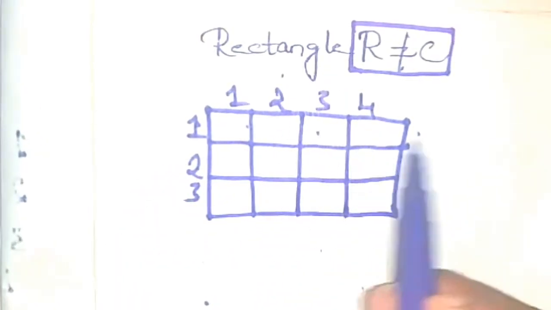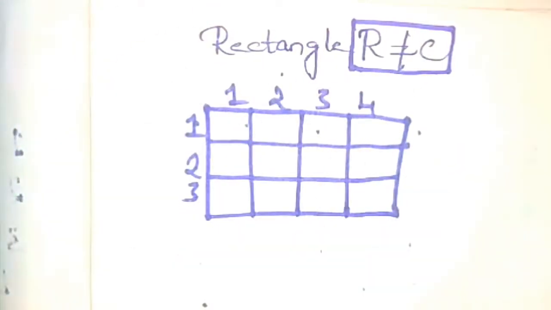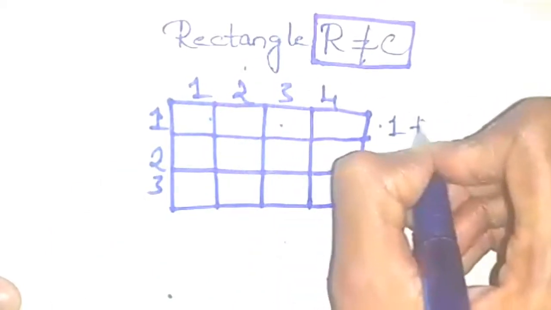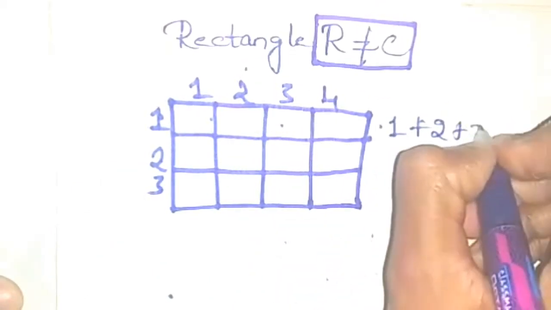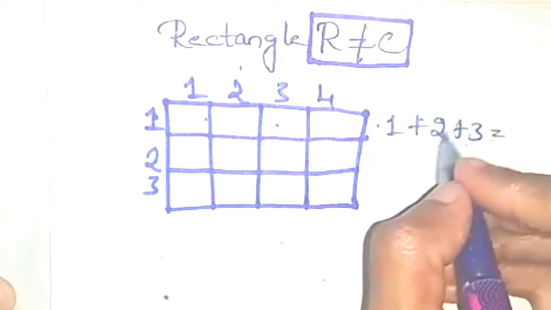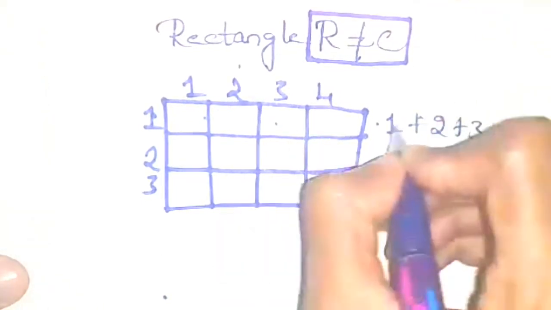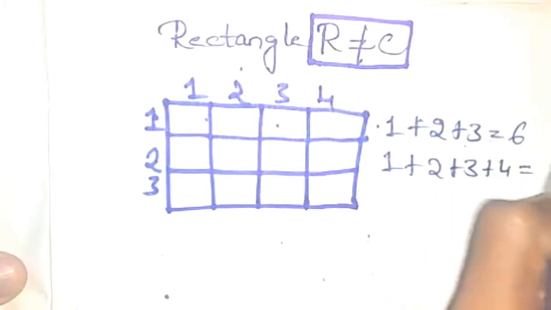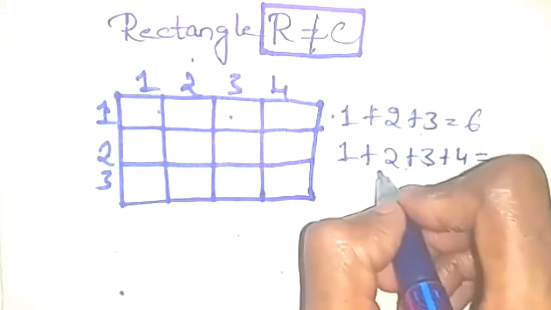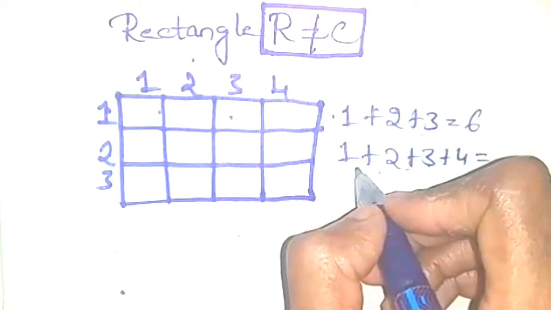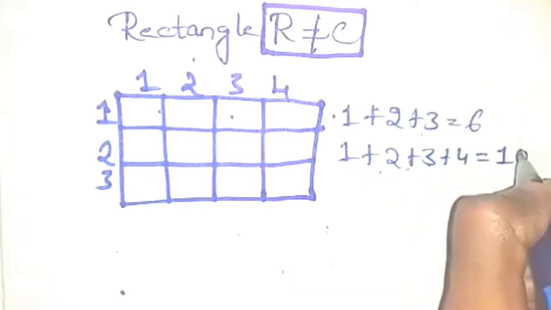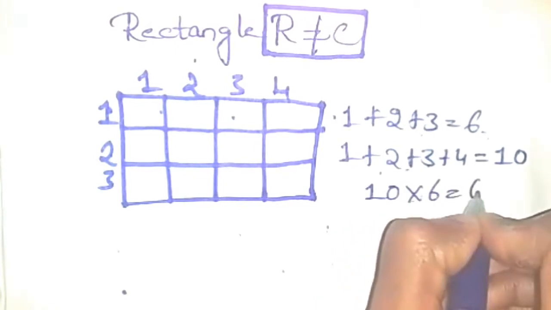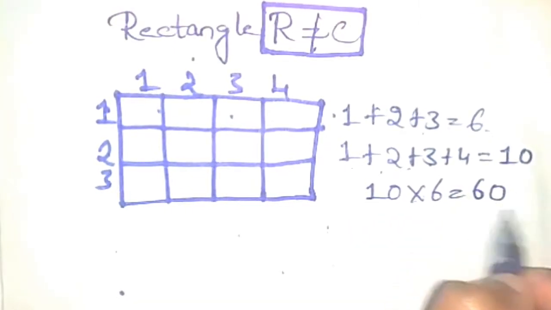So here, are rows and columns equal? No, right? So when rows and columns are not equal, here is one more method, that is, add all these rows. We'll get 3 plus 2 is 5, plus 1 is 6, right? Now columns, 1 plus 2 plus 3 plus 4. What will we get? 4 plus 3 is 7, 7 plus 2 is 9, 9 plus 1 is 10. Now multiply both these values. 10 into 6 will get 60. This is your answer.